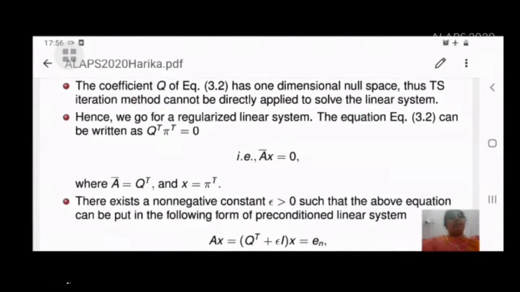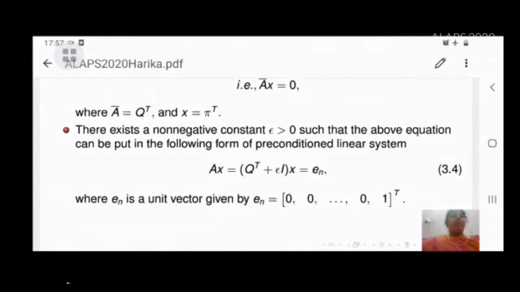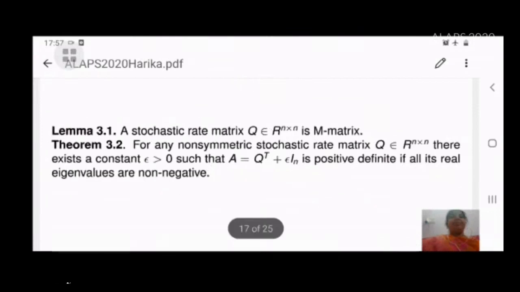Thus, the triangular symmetric iteration method cannot be directly applied to solve the linear system. So we go for a regularized linear system in the form A bar x equals 0, where A bar is Q transpose and x is pi transpose. Then there exists a non-negative constant epsilon greater than 0 such that the above equation can be converted to the preconditioned linear system Ax equals en, where en is the unit vector.